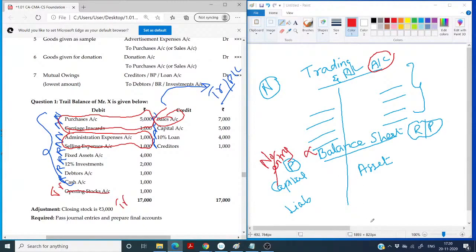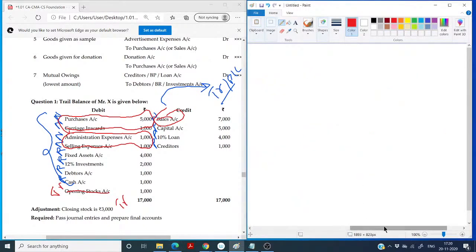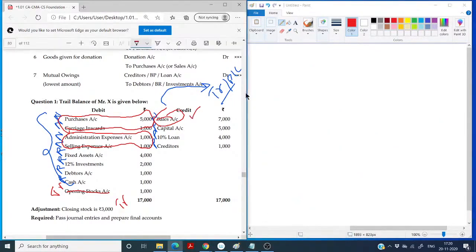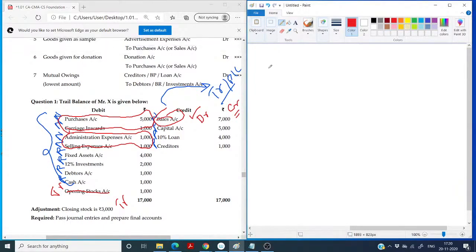Now I am going to pass a journal entry here. For this item, actually it's a credit balance. Transfer means this will be debited, and where it is transferred, that will be credited. So sales account is debited, and it is going to be credited in the trading account. So to trading account, here value being 7,000. This is why we need to pass a journal entry.